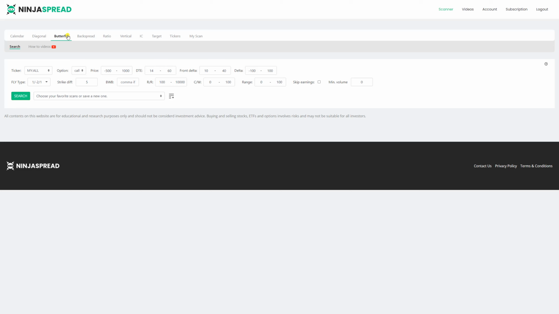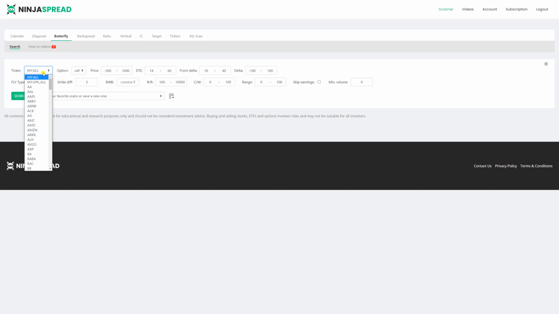So clicking on the butterfly main menu, you will see a similar form as previously used in calendar and diagonal, with a small number of differences. For example, fly type. This is where we define the butterfly type, and you will see BWB, which stands for broken wing butterflies, which is a specific type of butterflies. Later on, I will show you how to use it.